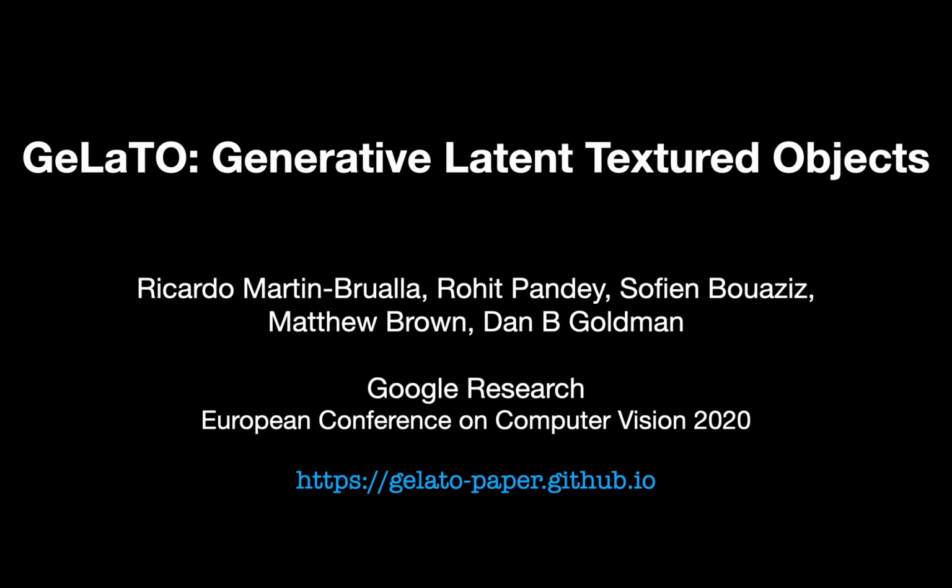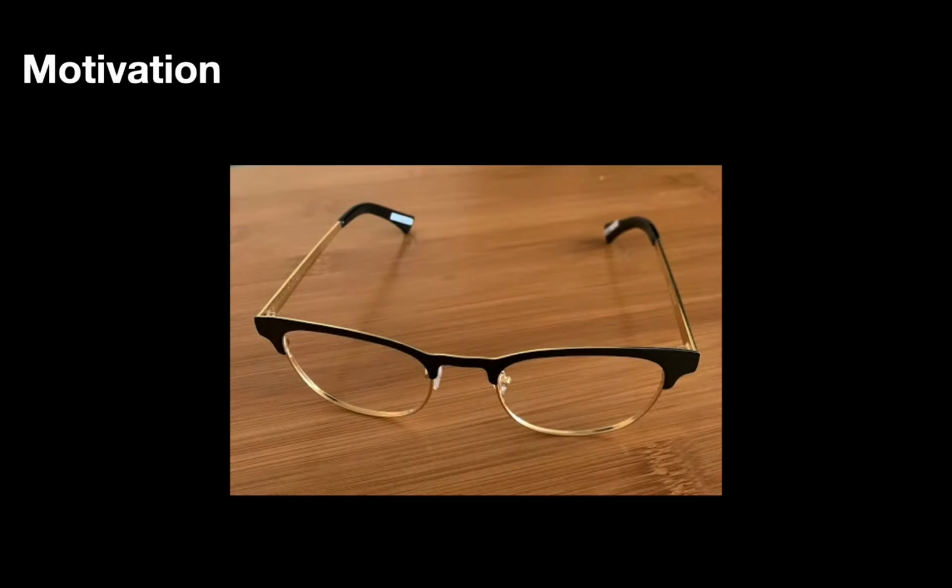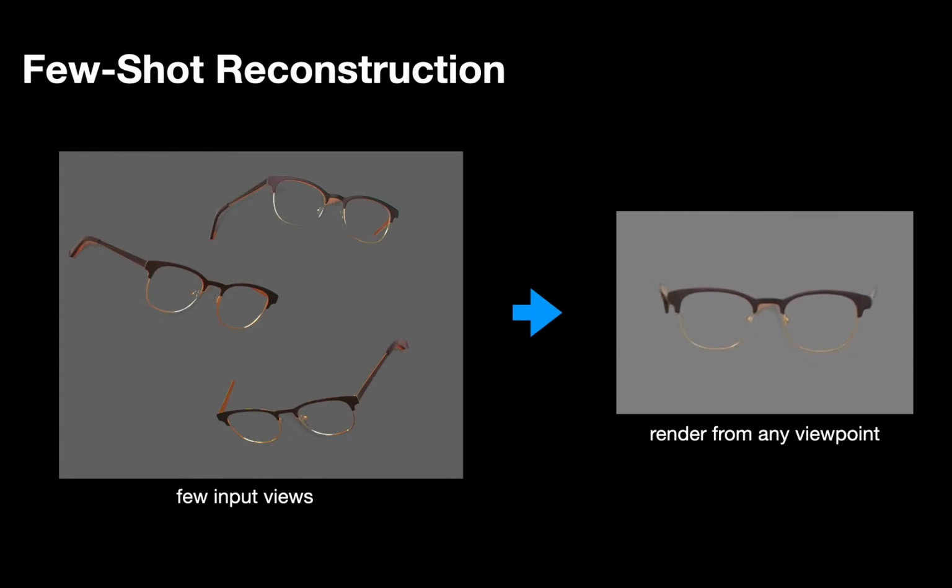We present Generative Latent Textured Objects, GeLaTO, a novel representation for category-level object modeling. In this work, we are interested in reconstructing the appearance of real-world objects with complex geometry and materials, such as these eyeglasses frames, using few input views. In particular, given a set of input images of an object, like 3 in this case, we seek a representation that can render views of the object from any viewpoint.